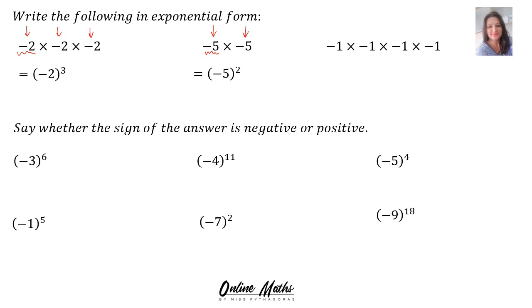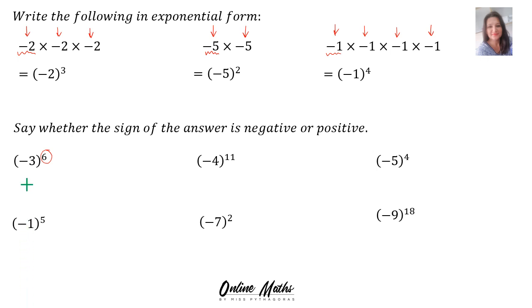The next one, the base is -1. How many are there? 1, 2, 3, 4. Therefore, inside a bracket, it's -1 raised to the power of 4. The next question, say whether the sign of the answer is negative or positive. Now, to work that out, you look at the exponent. 6 is an even number. Therefore, that one will be positive.